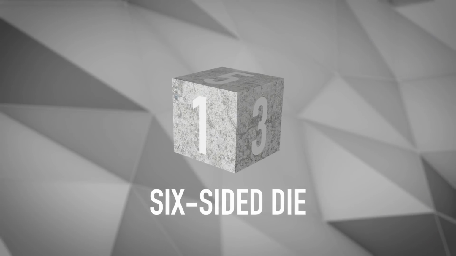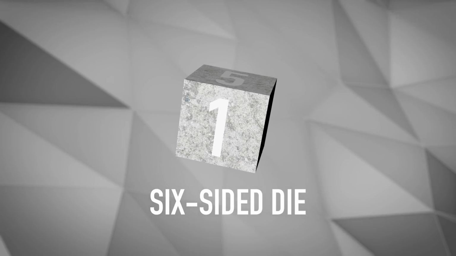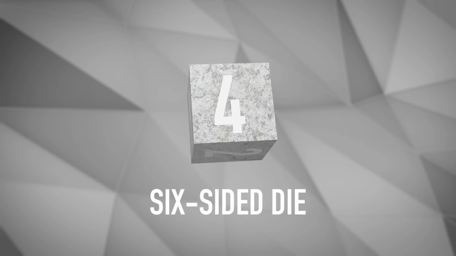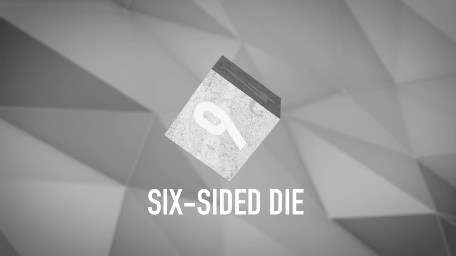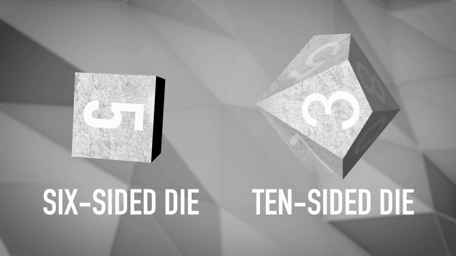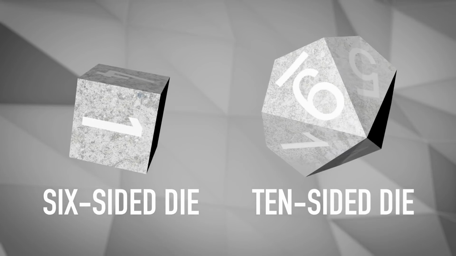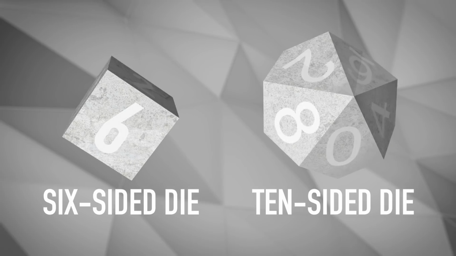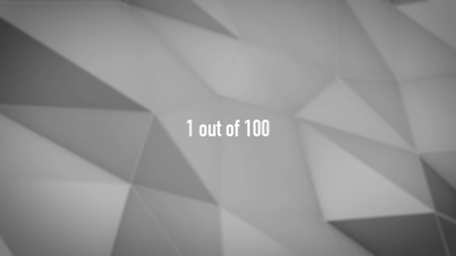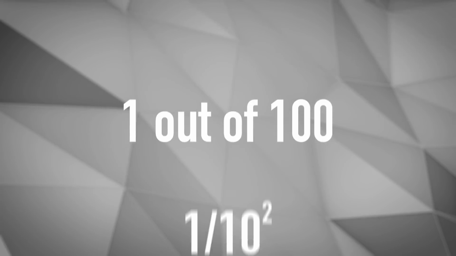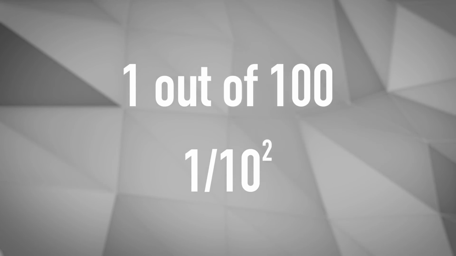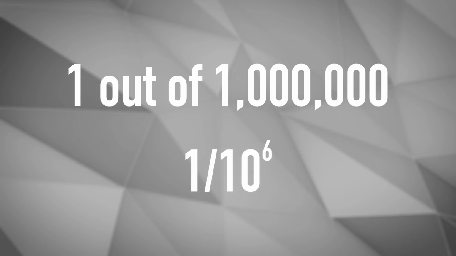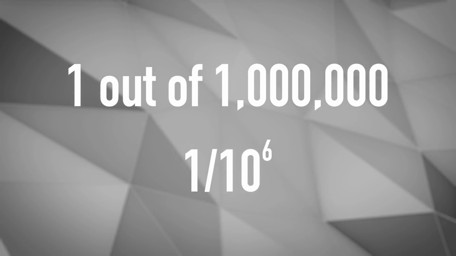If you had a single die, the likelihood of rolling a 1 is 1 out of 6, as there is one desired result out of a total of 6 results. If you had a 10-sided die, the likelihood of rolling a 1 is 1 out of 10. In order to show this, we can first express the chances in a different way. 1 out of 100 would be 1 over 10 raised to the power of 2, because there are 2 zeros. 1 out of 1,000,000, 1 over 10 to the power of 6.